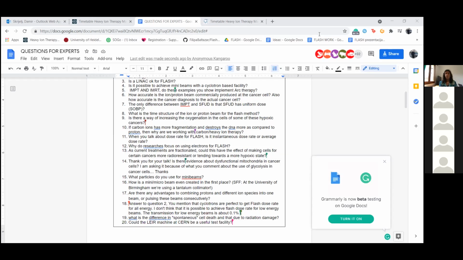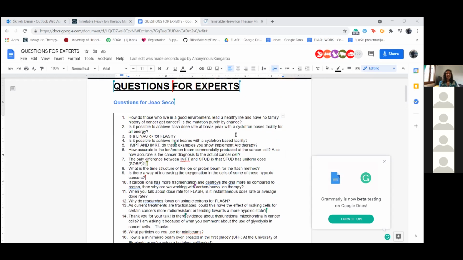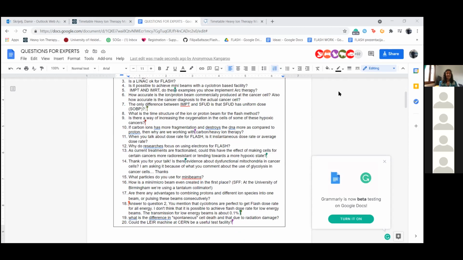What could a linear machine at CERN be useful for as a test facility? I would leave that question for people at CERN. I am not at CERN. So I'll leave that question for someone else. Okay, that's it, I guess. Yep. Well, thank you. Okay, once again. One moment more.